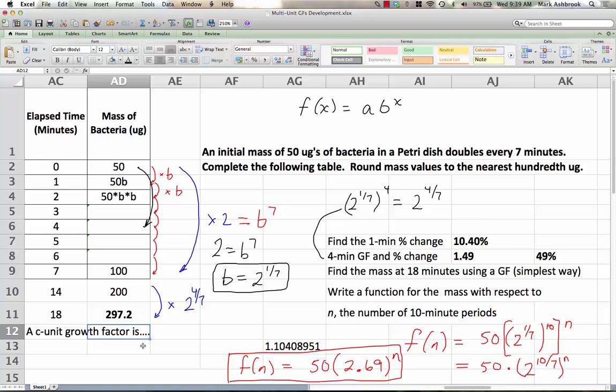Okay, so growth factors everywhere, right? Given a situation, we're finding there are many, many growth factors in it, and we need to know how to move back and forth between them.